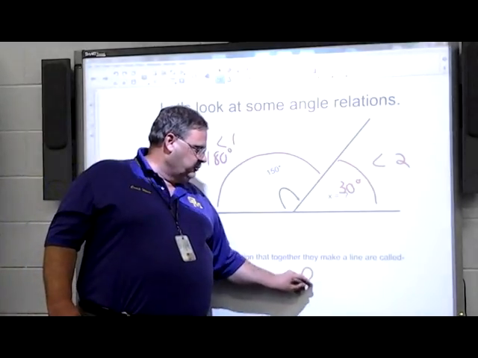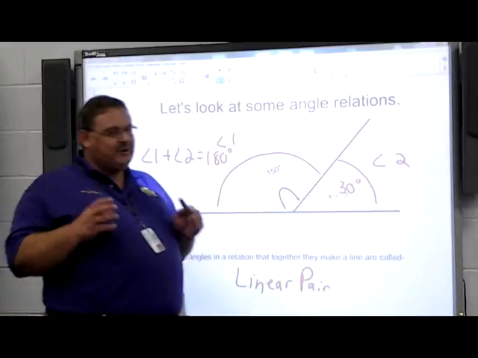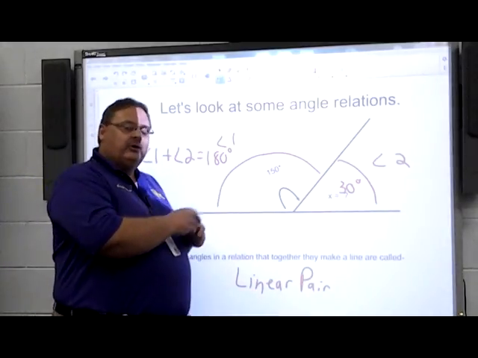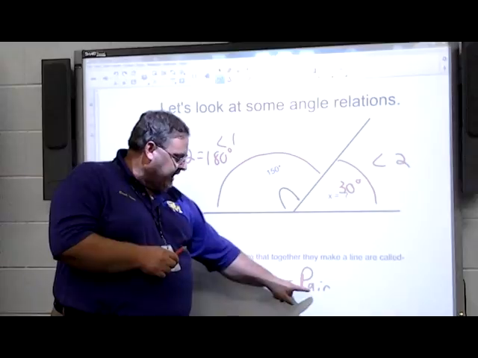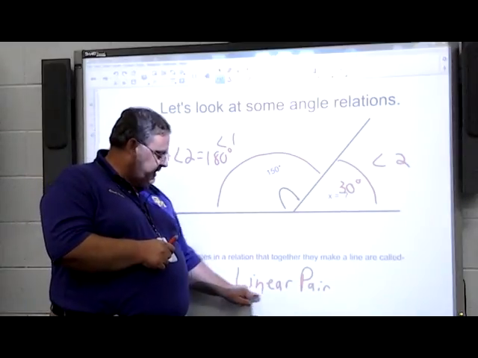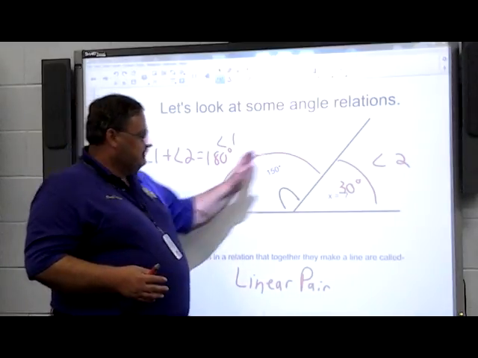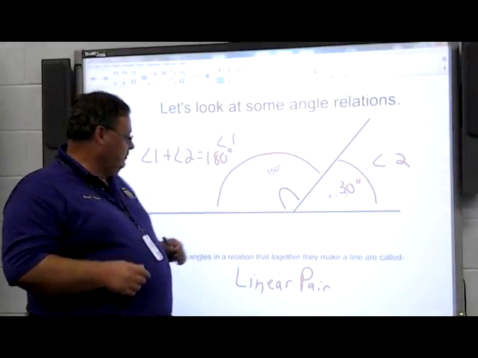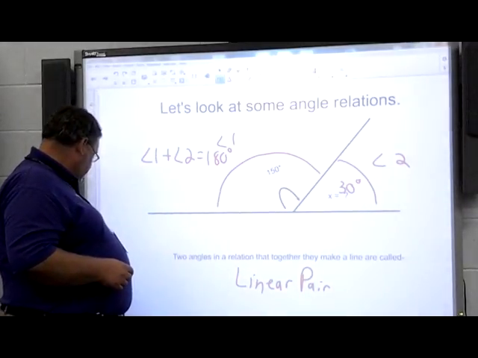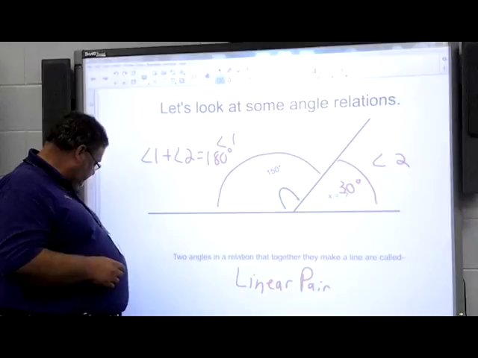forms a straight line, then they are called a linear pair. Do you really need to remember that? I don't think so, but just in case, I don't want you to be caught off. That is a pair of angles that form a line. Real simply, side by side, they're going to add up to equal 180 degrees. All right, so that's one of the first angle relationships.